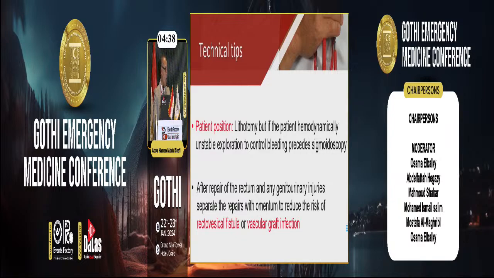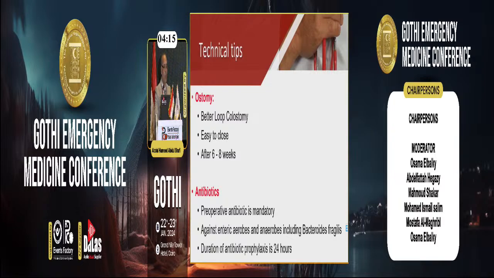For patient position, usually lithotomy to enable sigmoidoscopy, but if the patient is hemodynamically unstable, exploration to stop bleeding is a priority. After repair of the rectum and any genitourinary injuries, separate the repairs with well-vascularized tissue like omentum to reduce the risk of rectovaginal, rectovesical, or rectourethral fistula or vascular graft infection.